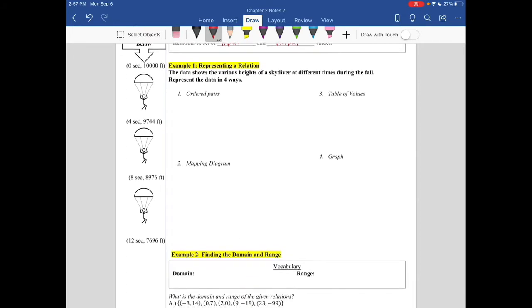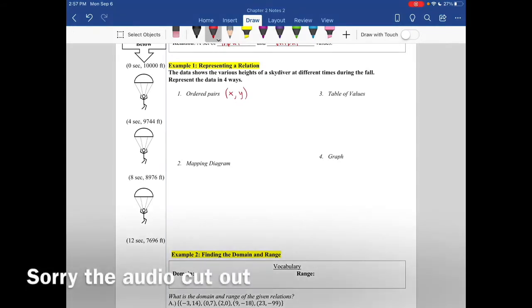The data shows the various heights of a skydiver at different times during the fall. Represent the data in 4 ways. First way is as an ordered pair. This is typically found as an x value, then a y value, inside a set of parentheses. If we look at the data, it seems to already be in ordered pairs, but we're going to want to take off the units. So the first one would be (0, 10,000).